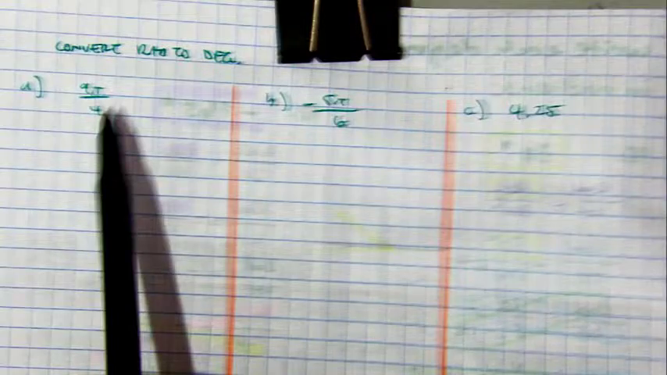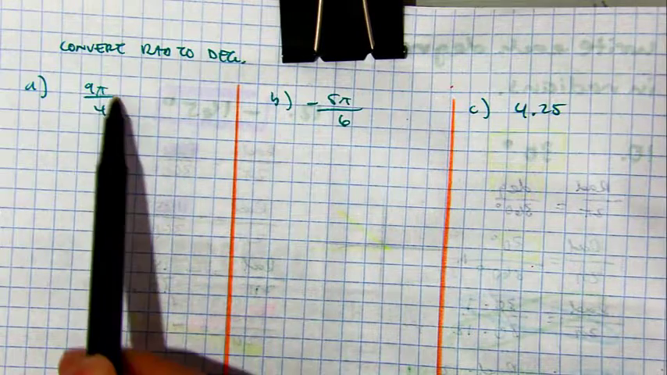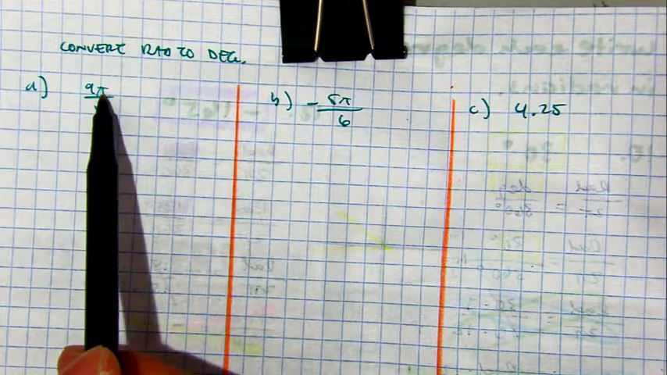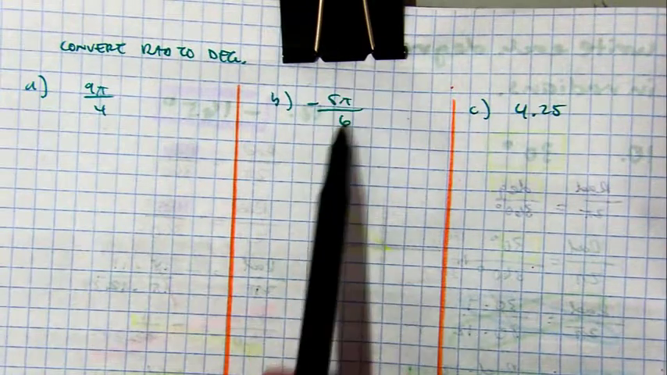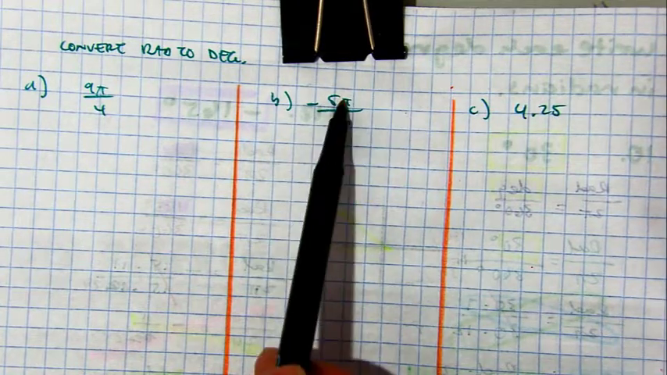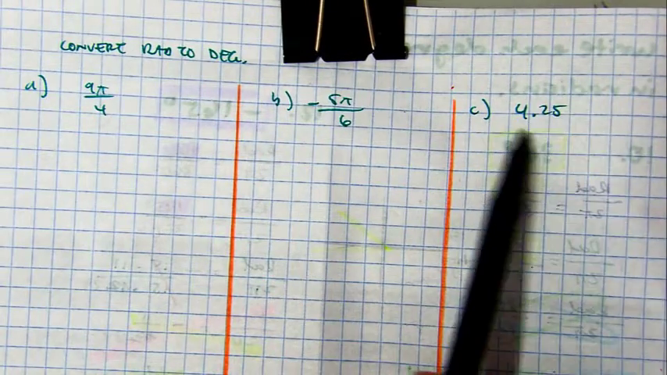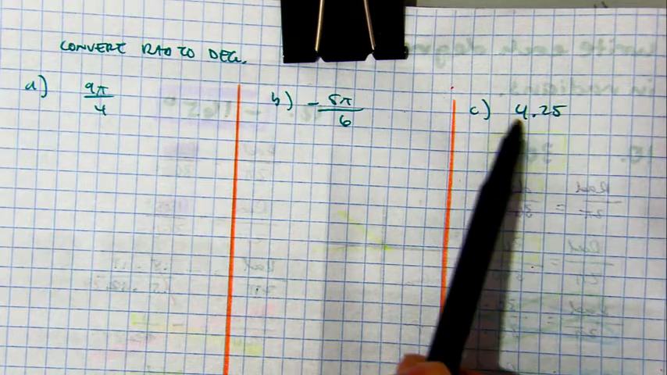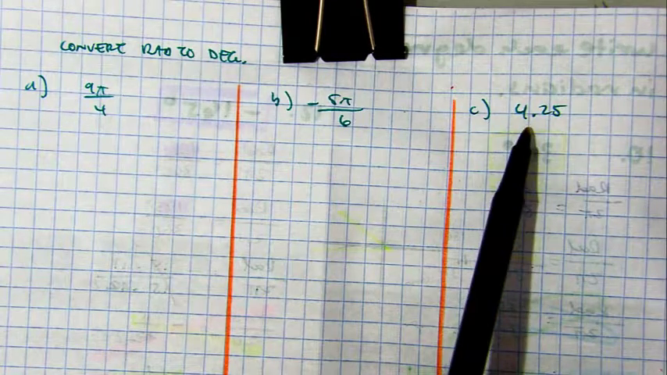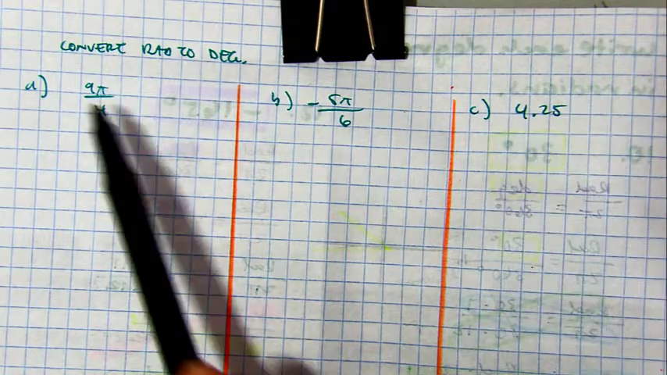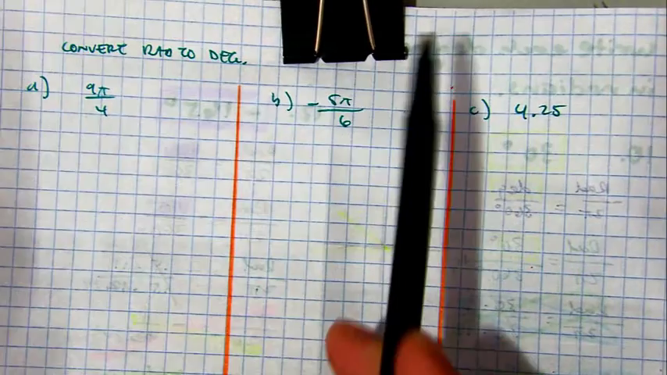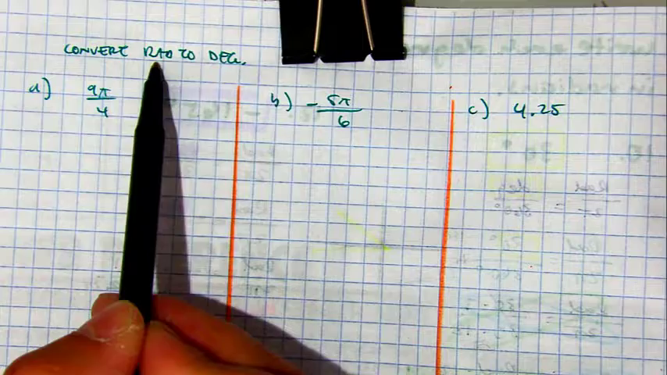Alright, class. Degrees or radians? How'd you know it's radians? Okay, it has the pi. Degrees or radians? Why is this radians? Because it has a pi. Degrees or radians? Where's the degree symbol? There is none. So this is what? Radians. So all of them are radians. Now that's minus the directions, because then it says convert radians to degrees.